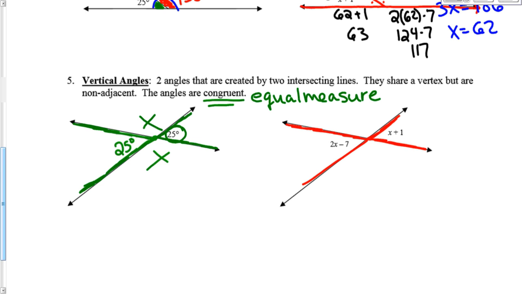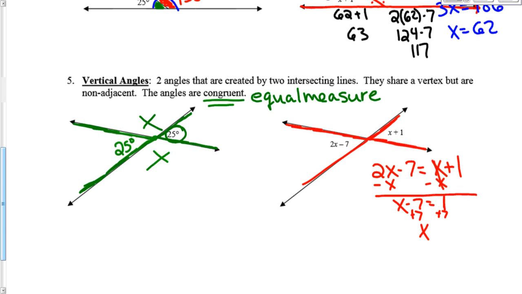Well, if the angles are congruent, if they have equal measures, I can set the two equal to each other. And I'm going to solve. So I'm going to go ahead and move my variable to one side. 2x minus x is x. Those cancel, one left over. And I'm going to move my numbers to the other side by adding 7. So x equals 8. And once again, substitute that back in.